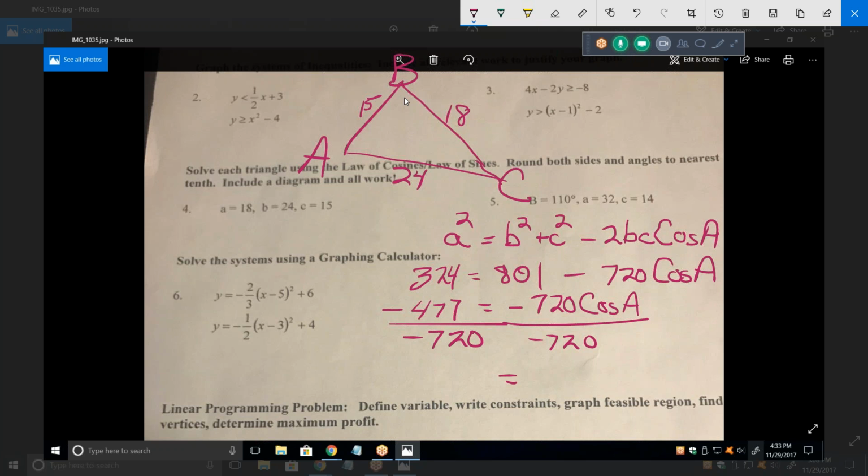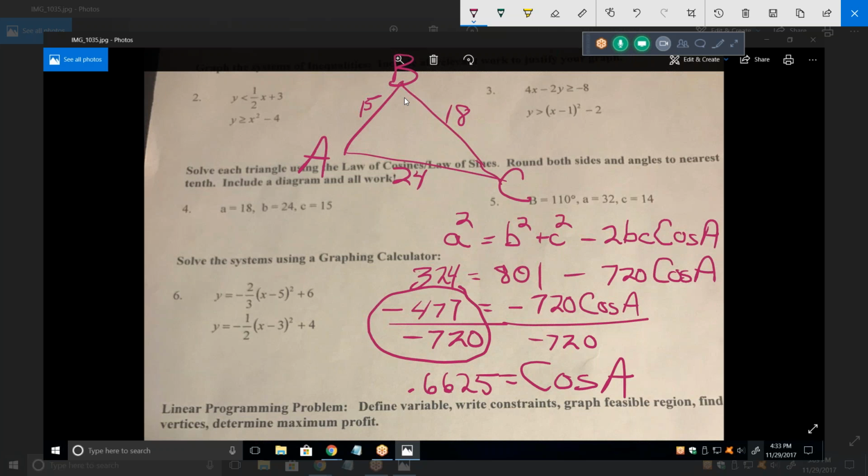Negative, not 0.6625 negative. When you divide a negative by a negative, you get a positive. Oh, yeah. So 0.6625 is equal to cosine A. Okay, so far, so good.